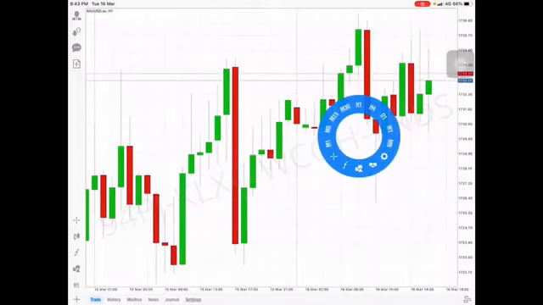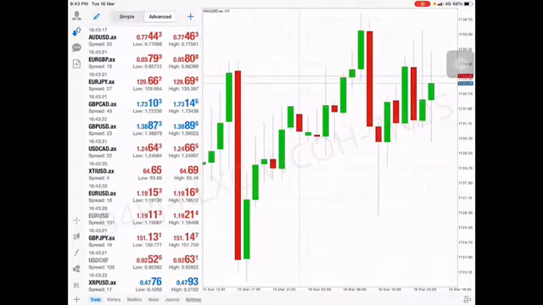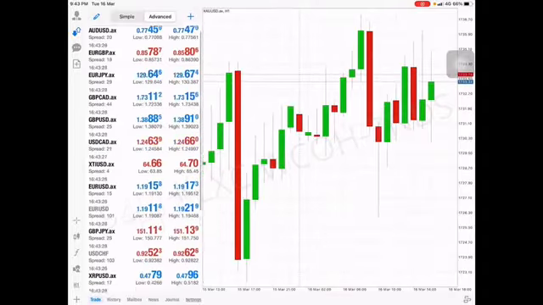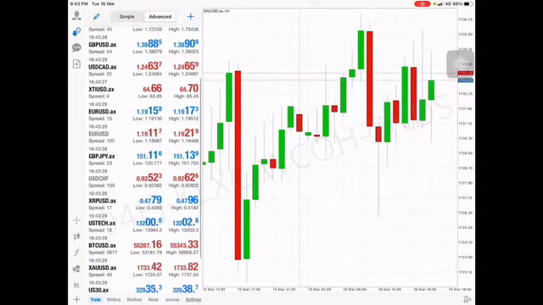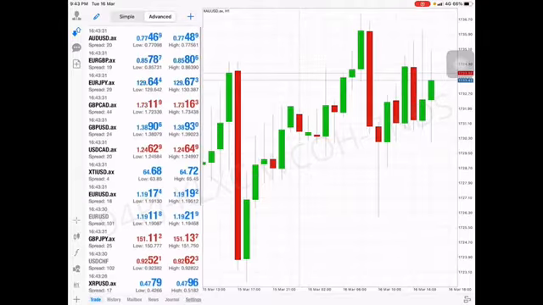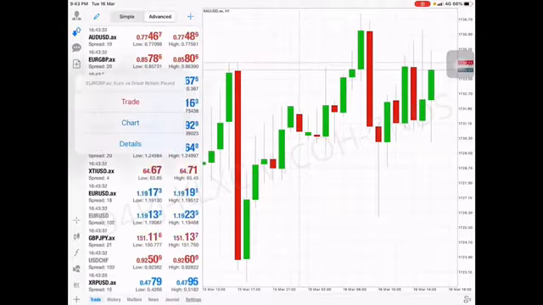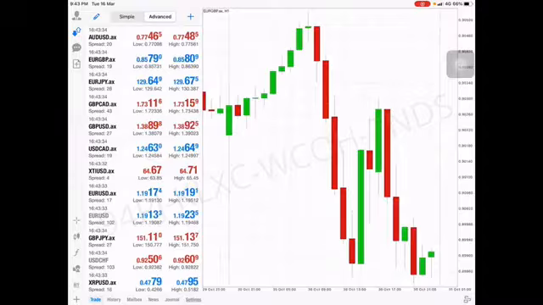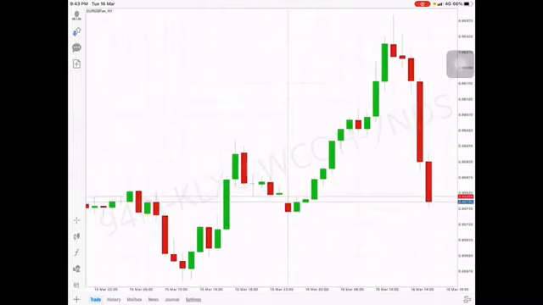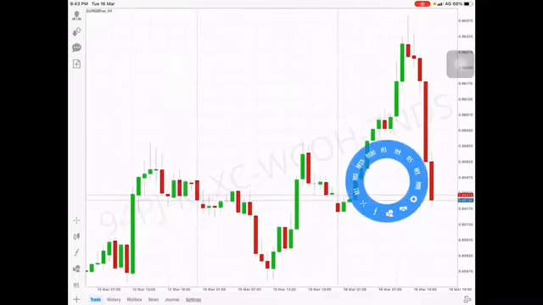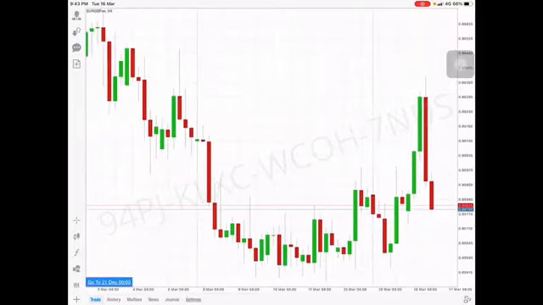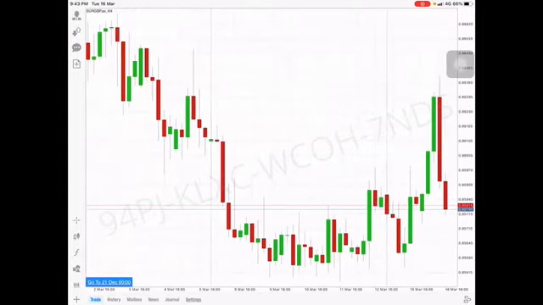Now let's see another pair if we can find. What pair do you trade? What other pair do you want to see? GBP USD or whatever USD. Never mind. I'll just pick randomly. Okay, so I'm going to take on the EG. Let's see if we can go to H4.